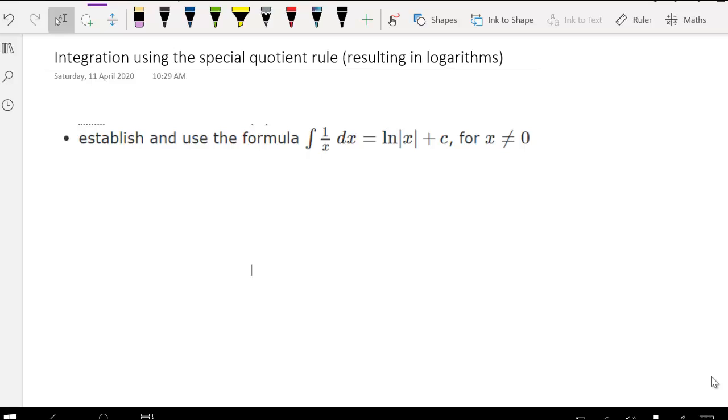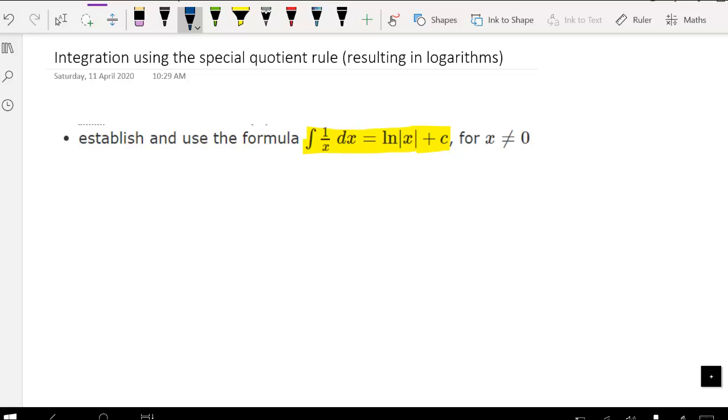Okay, in this lesson we're looking at what I call the special quotient rule, or simply looking at the integral of 1 over x resulting in a logarithm. This is our general formula, and you've seen that before. You know that the integral of 1 over x is ln x plus c. I'm going to take that a little bit further, and we're going to look at it in two ways.